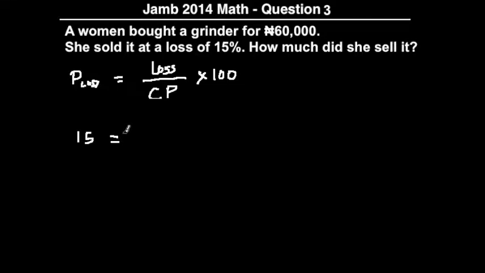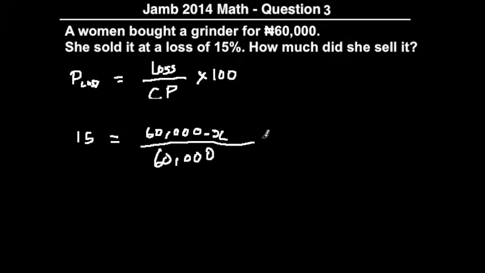We are told that the loss, which we already calculated to be 60,000 minus X, divided by the cost price, which is again 60,000. This whole thing multiplied by 100. So we have an equation with an X in it, and all we have to do is solve for X. So this should be a very straightforward process.